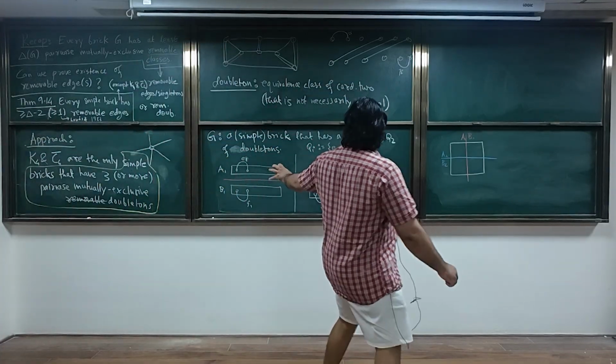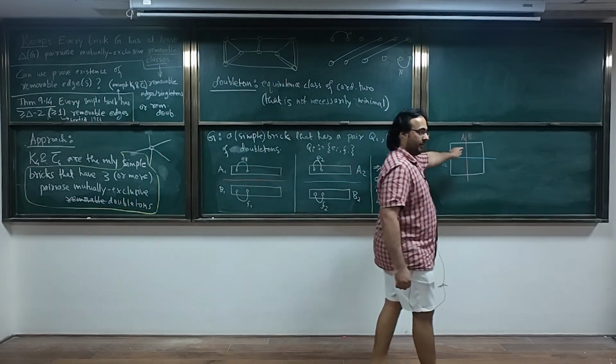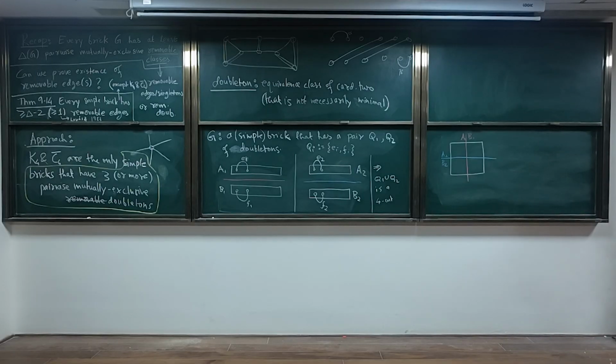I want you all to translate these drawings into this one. Figure out where the edges E1, E2, F1, F2 are. See if you can complete this.